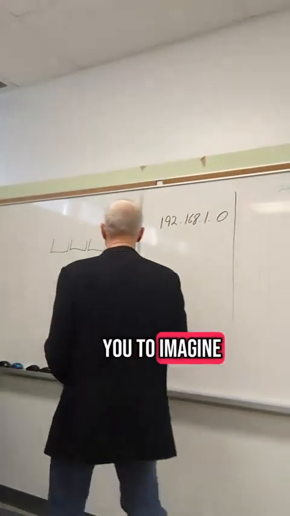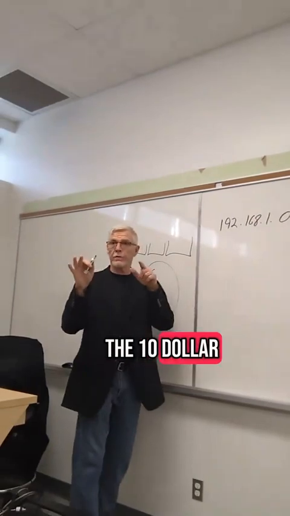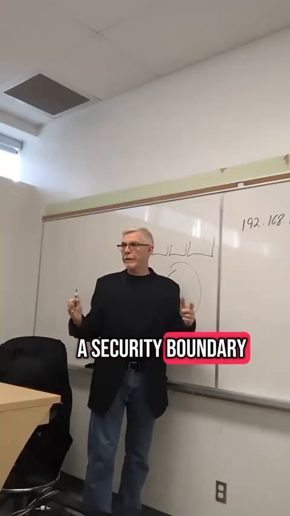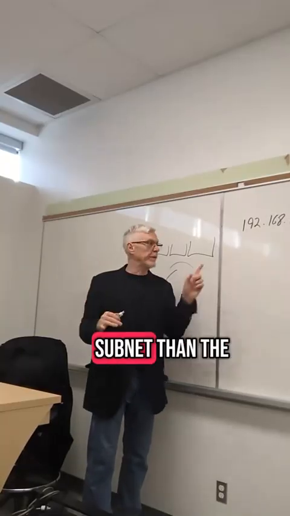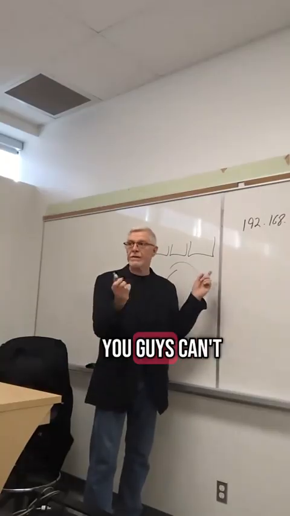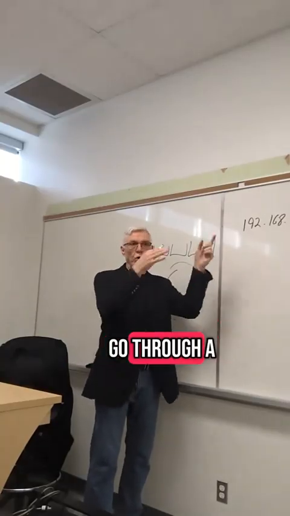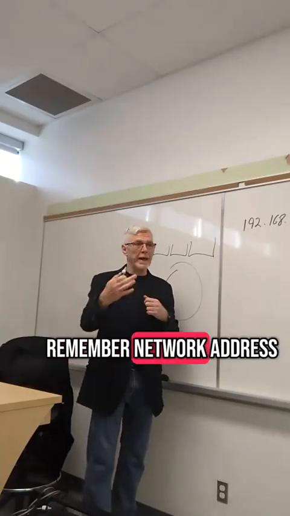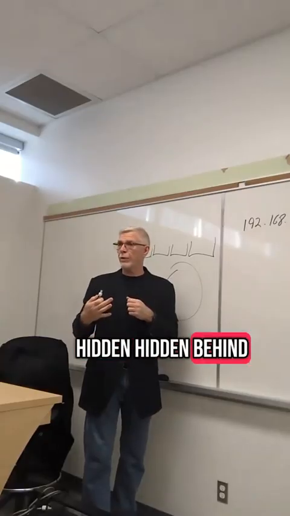So I want you to imagine for a second that huge network, the 10 dot you're looking on. The network provides a security boundary. So if we have a different subnet and the next class has a different subnet, you guys can't see each other unless we actually go through a whole bunch of stuff. We can send data back, but I can't see you, right? Because remember network address translation? You're sort of hidden behind the router.